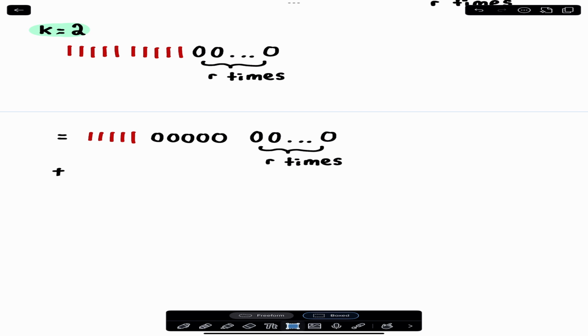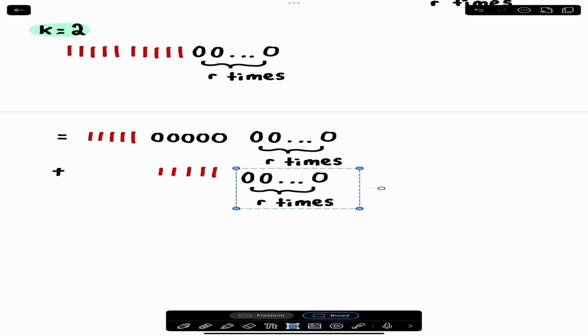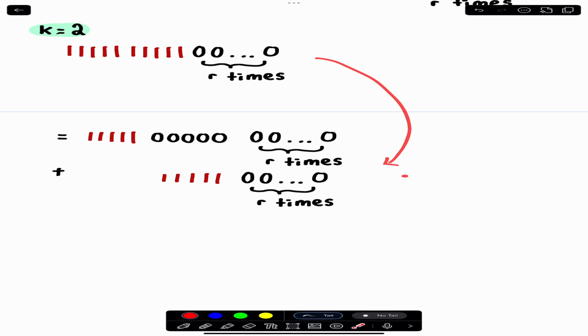plus 5 copies of 1, and of course we still have these R copies of 0. So I'm going to shift this down. So I want you to make sure you really see this. Do you see how we can go from here to here and vice versa?